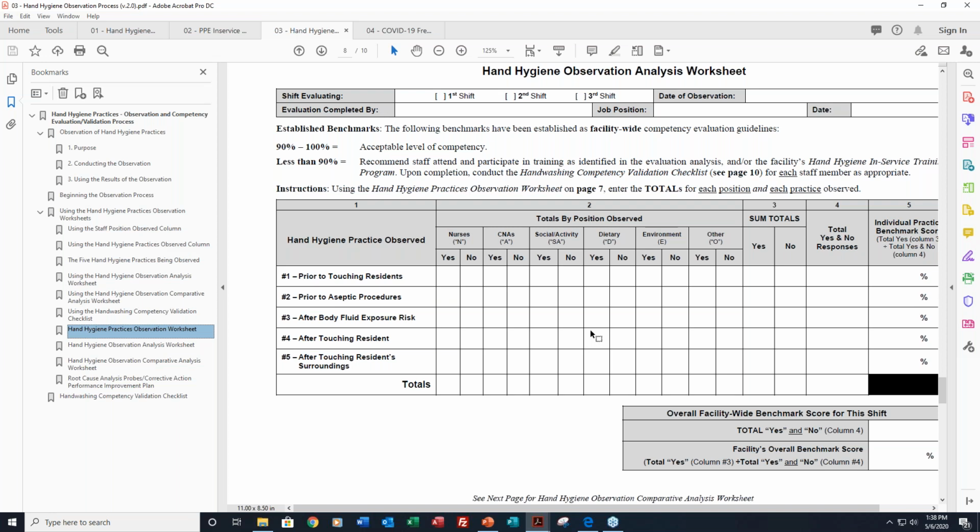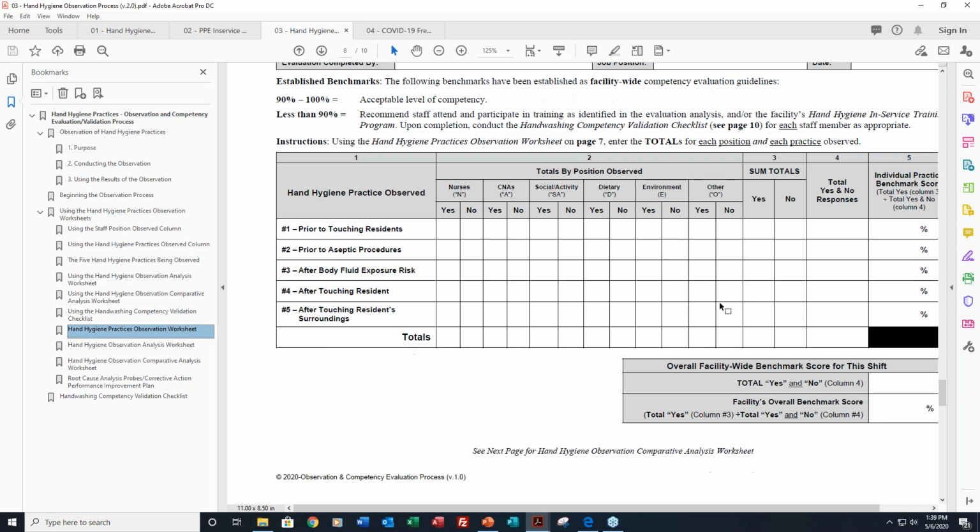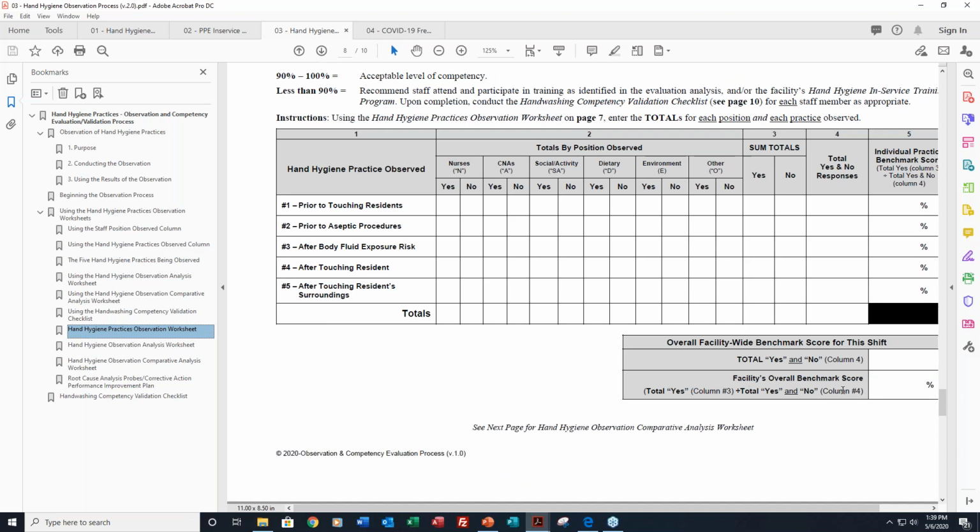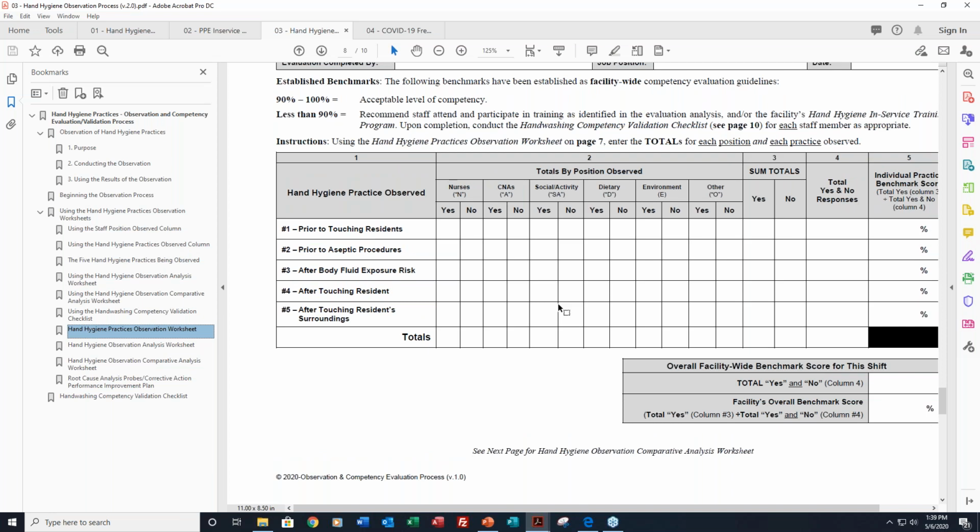Instead of us trying to train on every one of the hand hygiene issues, it may be that you only had an issue after touching the resident or touching the surroundings. That may be the only thing that you need to train on. So that's a tremendously helpful tool. You don't have to train everybody on everything, and it will save a tremendous amount of time. And this form provides all of the formulas. Everything is ready for you to utilize the data, and you don't have to do it facility wide.